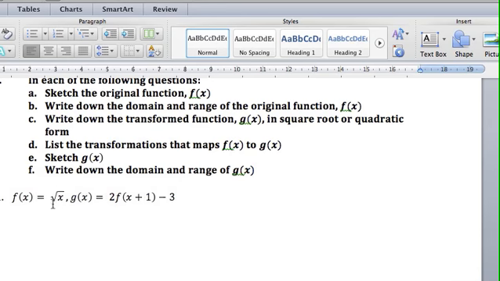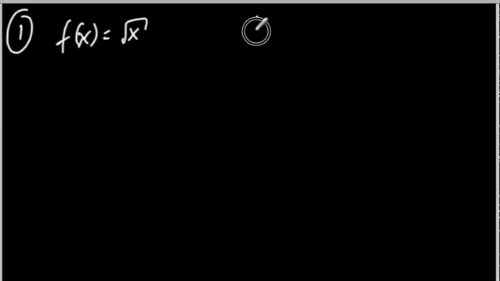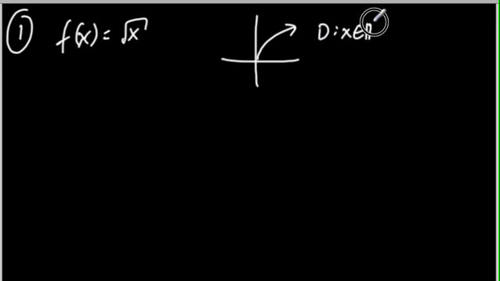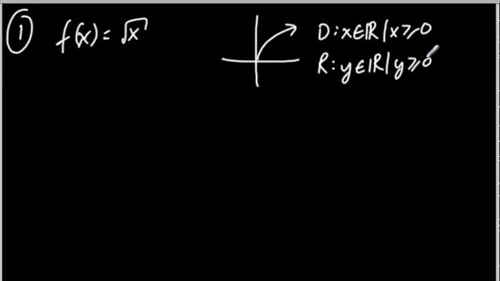The first one was f of x is equal to the square root of x, and we sketch the original function and write down the domain and range. So this is number one. f of x is equal to the square root of x. So sketch the function. As we know, the function looks like this. The domain is x is an element of reals, and x is greater than or equal to 0. The range in this case is y is an element of reals, and y is greater than or equal to 0.